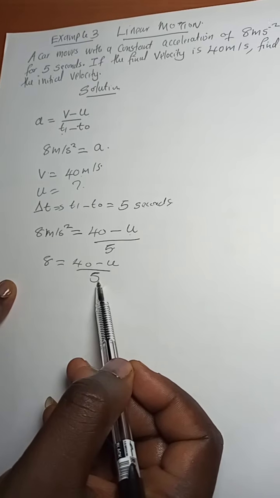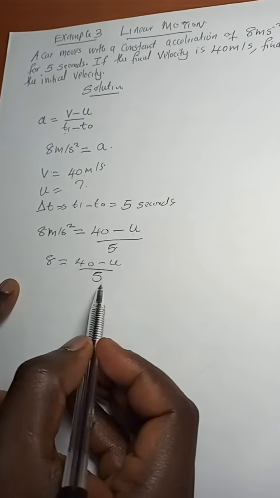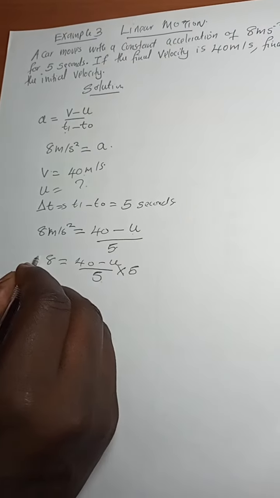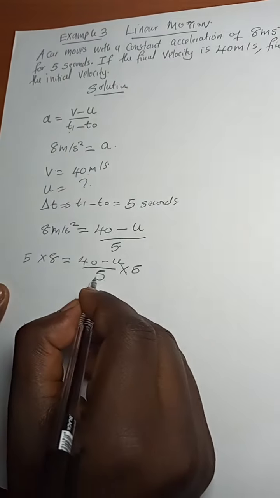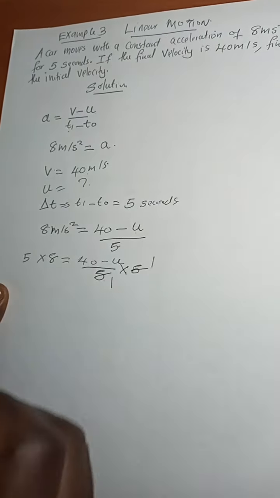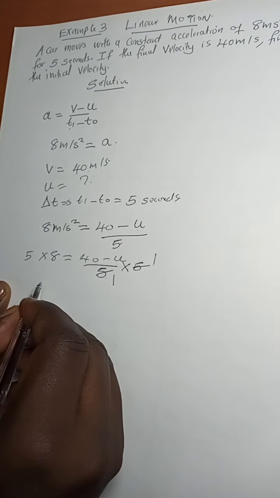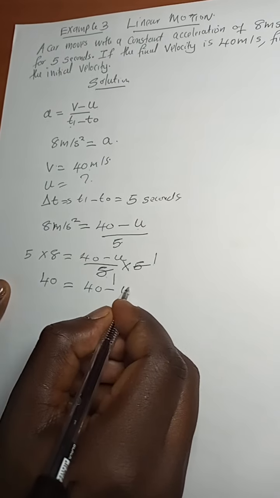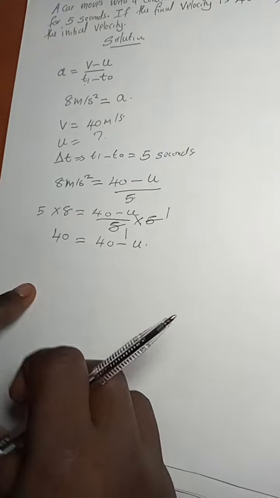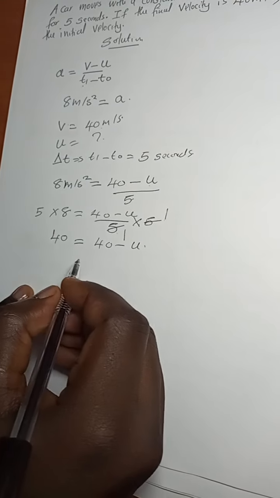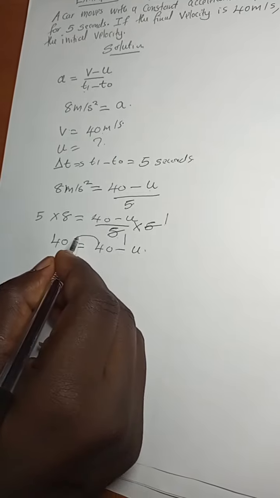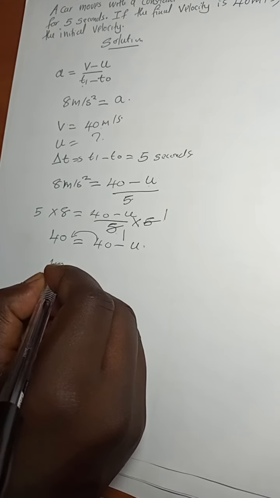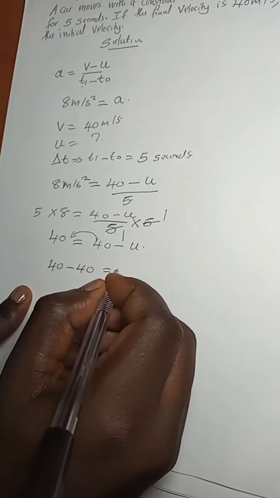In order for us to do away with this denominator, which is 5, we can only do so by multiplying both sides by 5. What we do on the right hand side, we also do on the left hand side. This one will go here once, this one will also go there once. So 5 times 8, you get 40, should be equal to 40 minus u. And then from here, we can move this 40 to the other side and say that 40 minus 40 is equal to u.